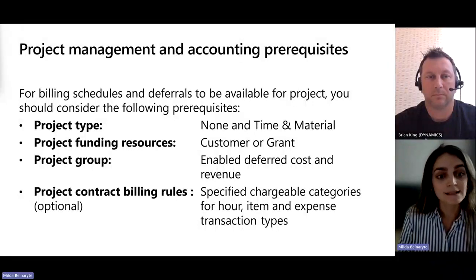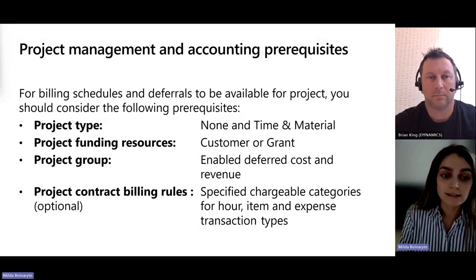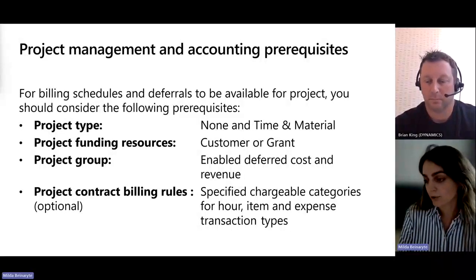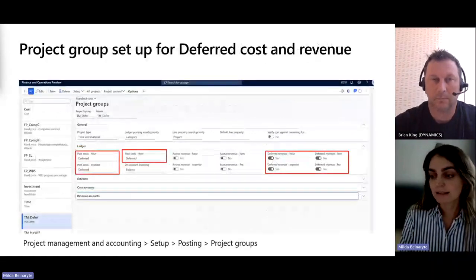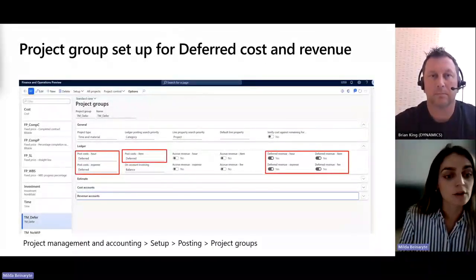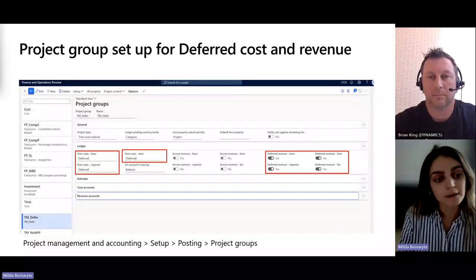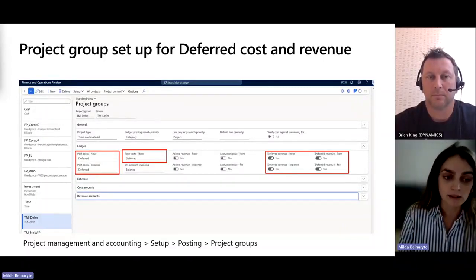You also must enable deferred cost and non-revenue in a project group, and optionally you can specify contract billing rules for chargeable categories. In addition to that, you can see that this is how the project group will look with deferrals enabled, and you can find it under the project management and accounting, setup, posting, and project groups.